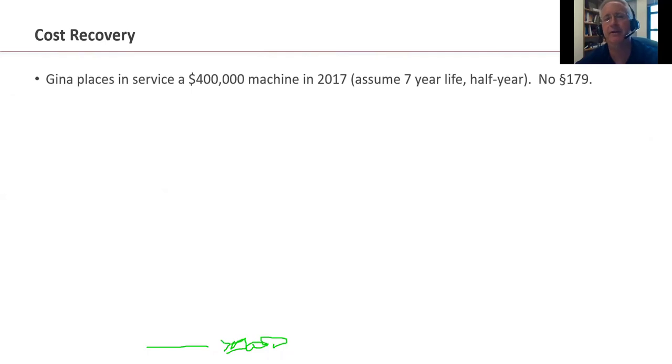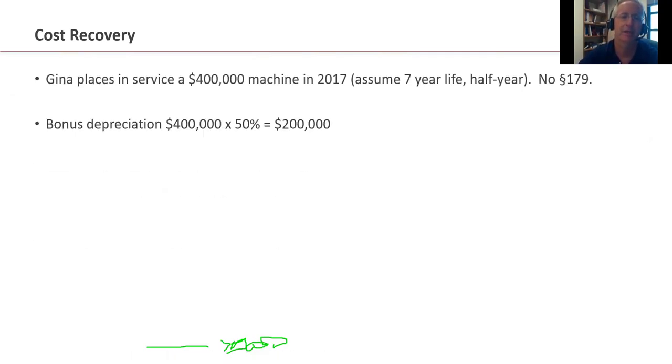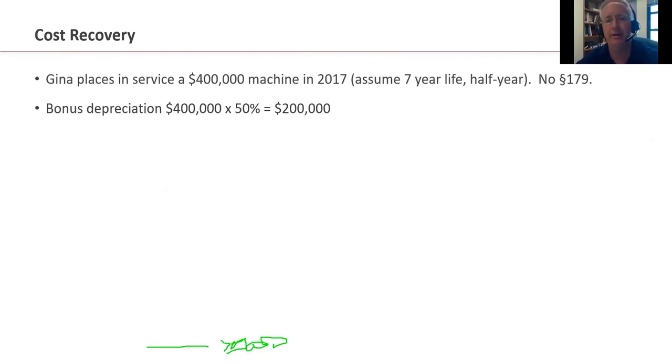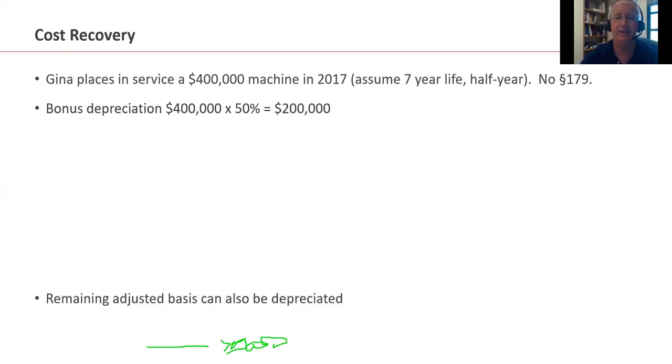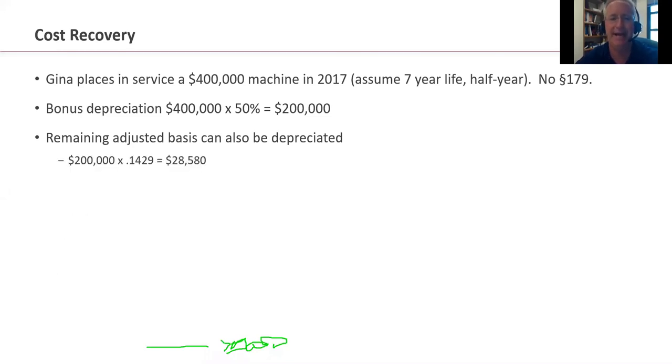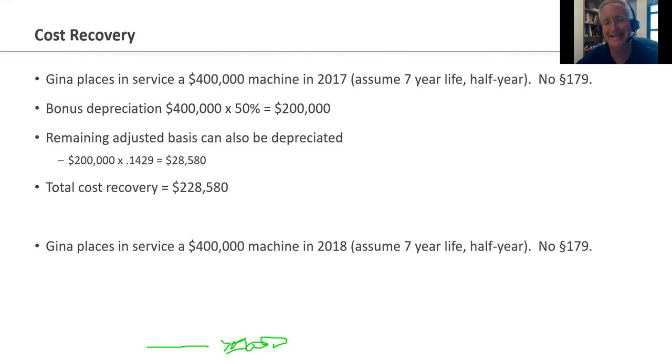So Gina places in service a $400,000 machine in 2017. 7-year life, half year, and let's ignore Section 179 for now. Bonus depreciation in 2017 would have been 400,000 times 50%. I'm assuming this took place before September 27th. So she would have written off 200,000. The remaining balance can also be depreciated that year. She takes the 200,000, runs it through the MACRS tables, another 28,580. As a result, her total cost recovery in 2017 under those rules would have been 228,580. Still not bad, right? Over 50% recovered in the first year. If she does this in 2018, she just writes off the whole thing the second she places it in service.